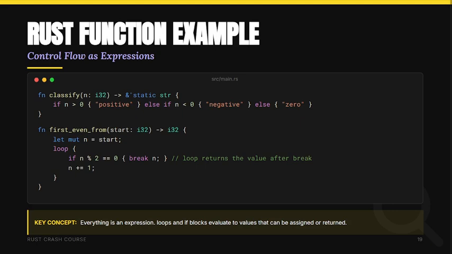Let's reinforce the expression concept with control flow. The classify function returns a string slice. The entire body is a single if-else. Each branch returns a string literal: positive, negative, or zero. No return keywords. The if expression evaluates to one of those strings.